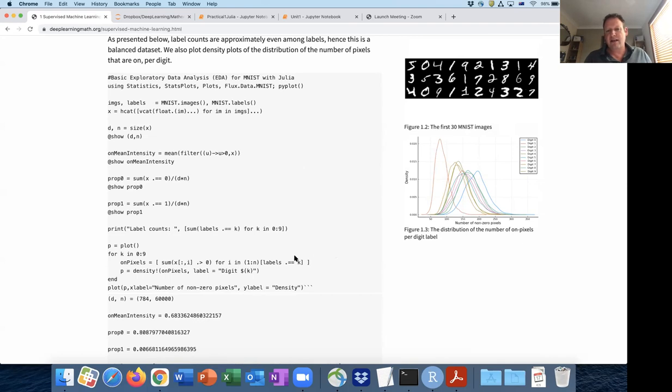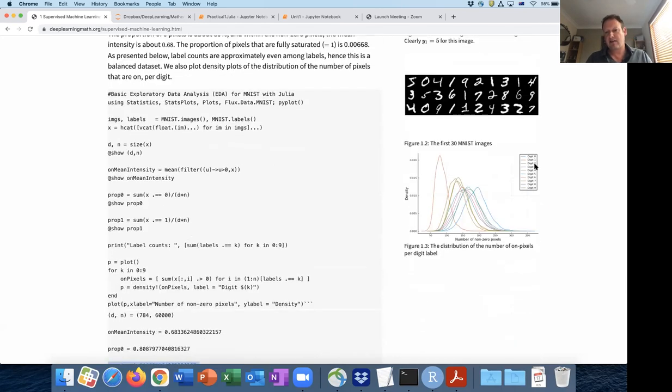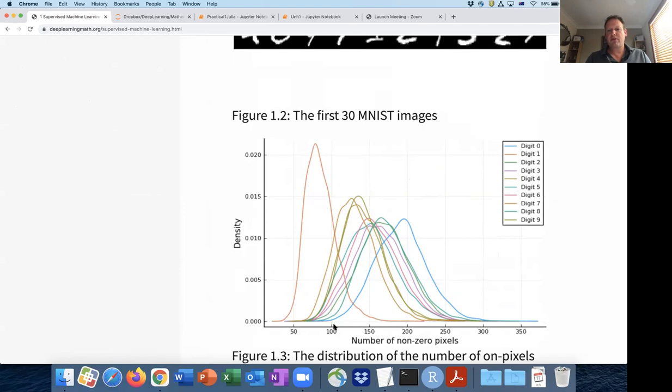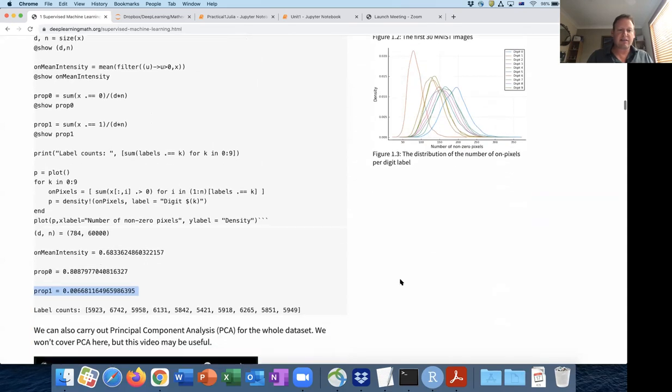In this case, exploratory data analysis looks at, for example, what proportion of pixels are completely pitch dark in the data set. That's about 80%. And what proportion is as bright as possible? That's less than 1%. This is also a plot of the distribution of the number of non-off pixels per digit. Each image has a label from 0 to 9, and you can see one digit, which I believe is the digit 1, where the distribution of non-zero pixels has a center of mass significantly lower than the other digits. That's some general data analysis you might do with data sets.